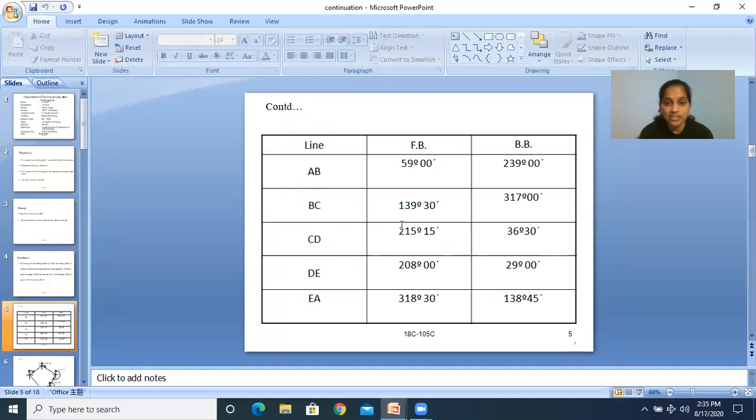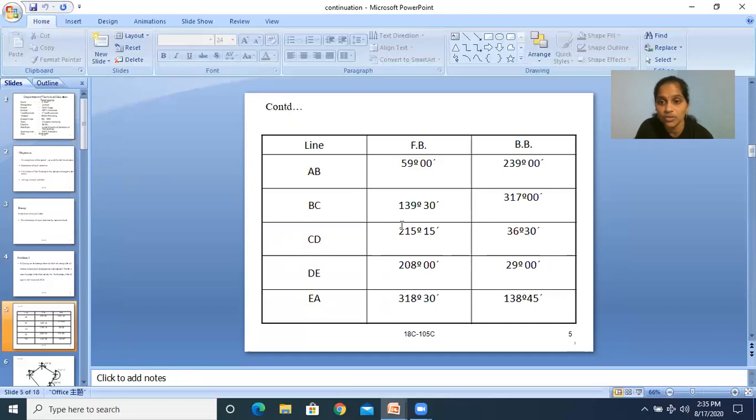These are the bearings which are observed in the field. Line AB, forebearing and back bearing. Line BC, forebearing and back bearing. Line CD, forebearing and back bearing. Line DE, forebearing and back bearing. Line EA, forebearing and back bearing. So here they have given 5 stations, A, B, C, D and E. So this is the sum.